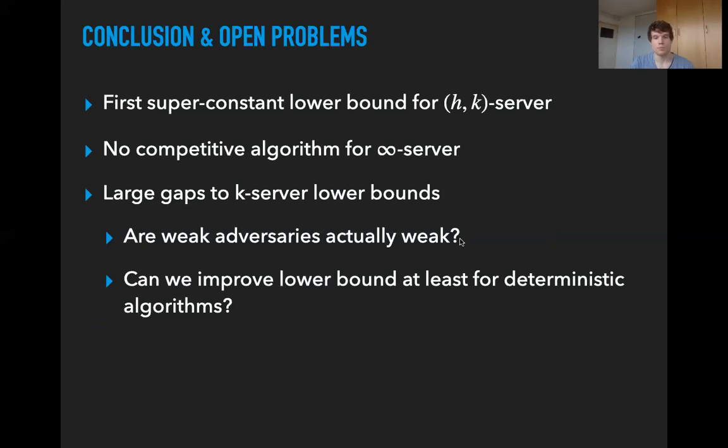More precisely, the gap in the deterministic case is doubly exponential, and in the randomized case is singly exponential. So one question is, can we improve this lower bound for deterministic algorithms? Our construction works for both deterministic and randomized algorithms. And one would usually expect that for deterministic algorithms, one should be able to prove a larger lower bound, but we haven't been able to do it.